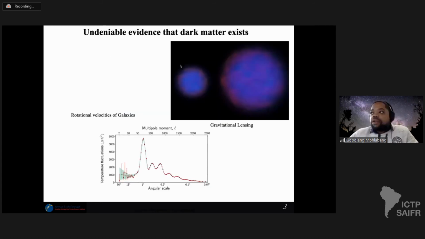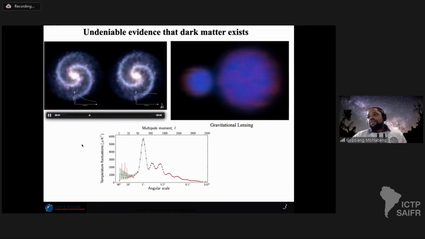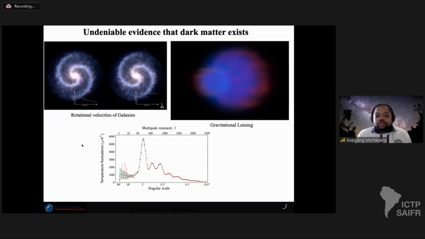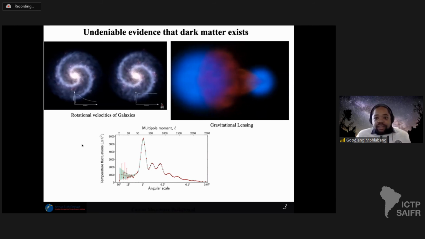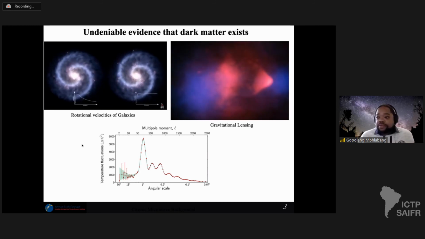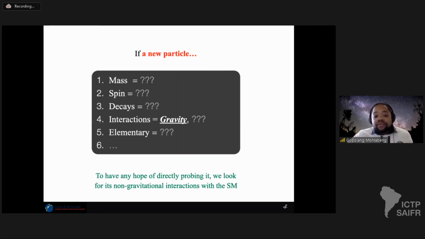We are all dark matter enthusiasts here, and there's no reason for me to try to convince you that dark matter exists. We've seen enough gravitational evidence of it, from the smaller scales to the larger scales in our universe. However, we have no idea what it is.